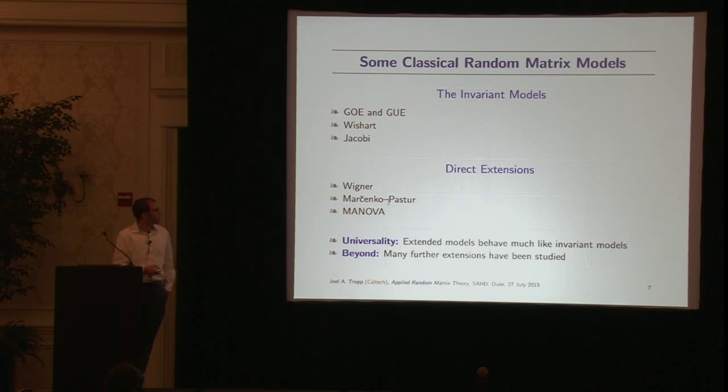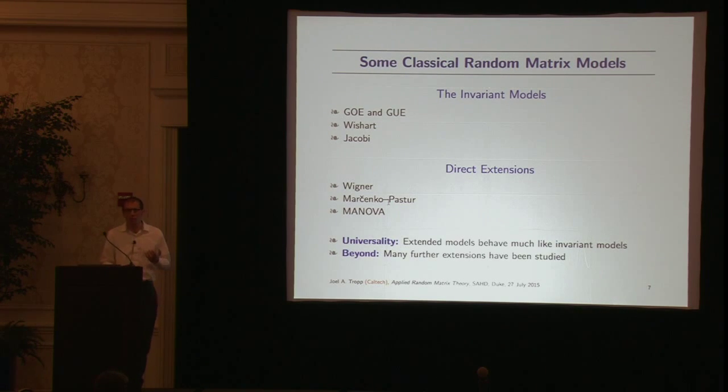What's interesting about these extensions is that they behave almost exactly the same way as the invariant models up top, which is one of the triumphs of modern random matrix theory: the establishment of universality laws, showing that larger classes of random matrices behave exactly the same way as the invariant models. And there are lots and lots of other extensions that have been studied.